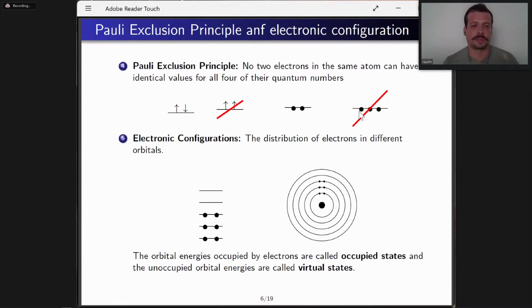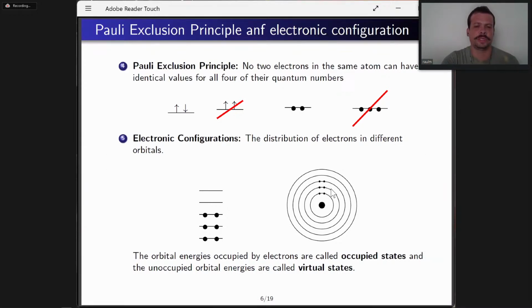Another important concept in quantum chemistry is the electronic configuration. Basically, the electronic configuration is the distribution of electrons in different orbitals. On the right-hand side, I'm just depicting an atom, this is not how an atom looks like. 2 electrons are occupying each of the more internal orbitals. In this case, we have 5 orbitals and 6 electrons.